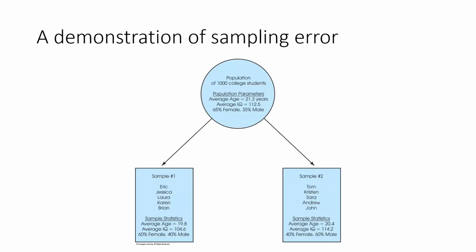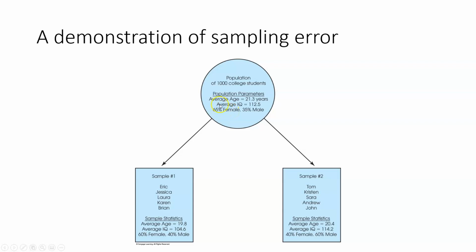Here's a schematic representing the concept of sampling error. If you took a population of 1,000 college students, say that was the entire student body of a college somewhere down the road, and you were to compute the population parameters for all the students together who attend that university, their average age might be 21.3 years old, their average IQ might be 112.5, and they might be 65% female.